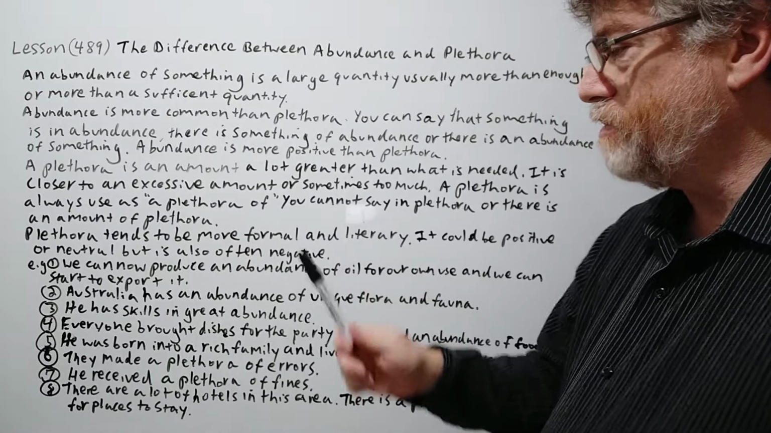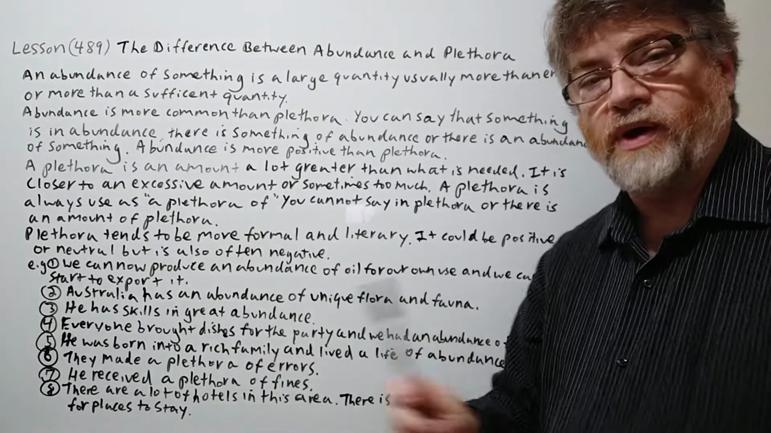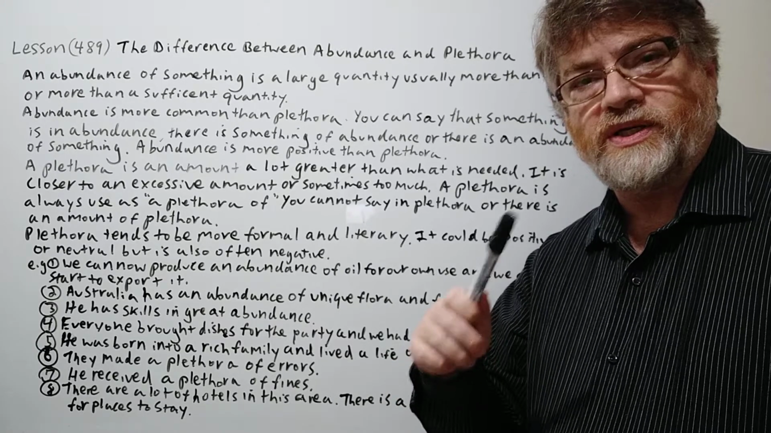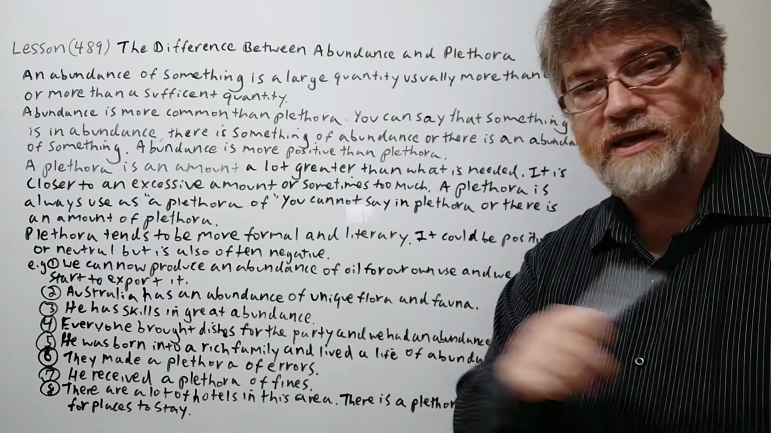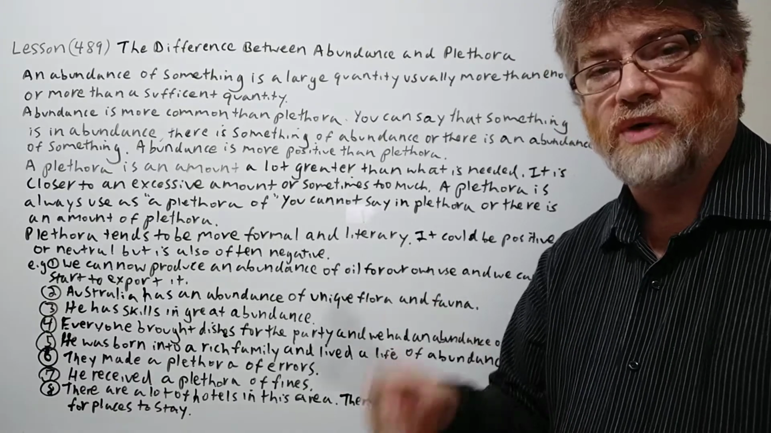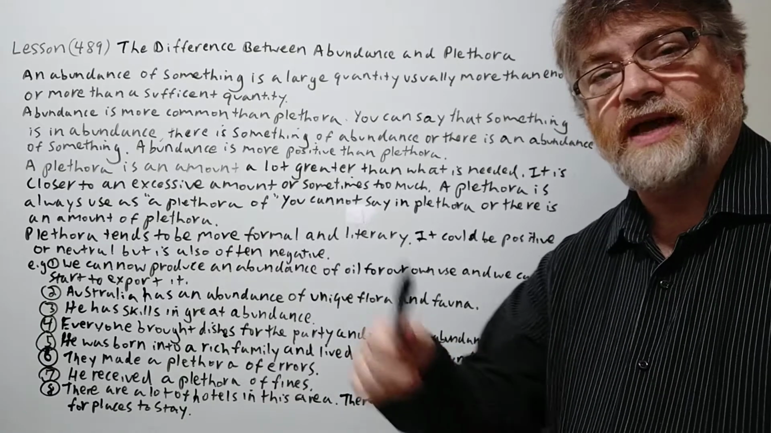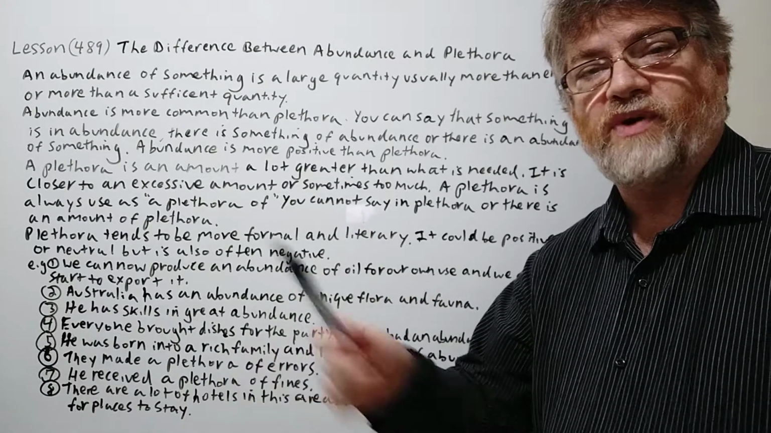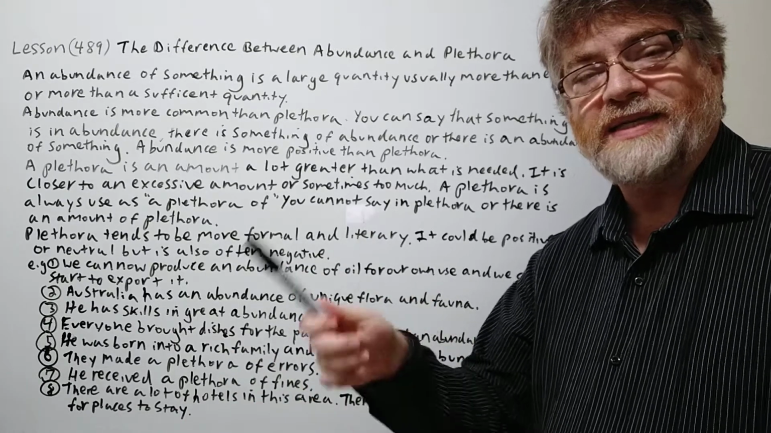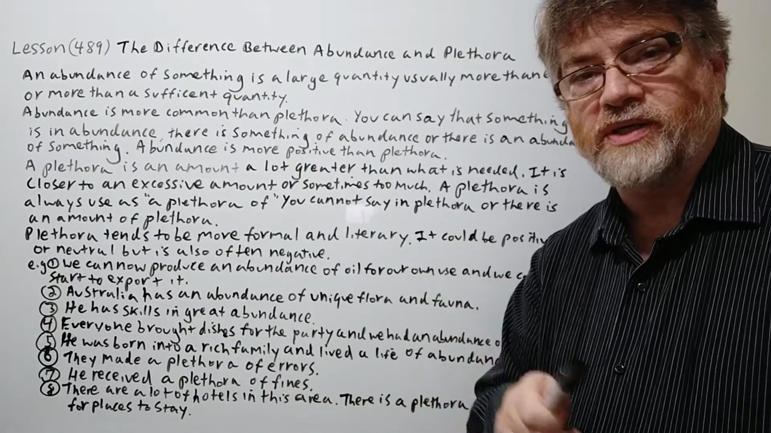Number 2, Australia has an abundance of unique flora and fauna. Of course, they have some very interesting different types of plants and animals that you can't find in other parts of the world. So a lot of times in their travel agency, they often advertise that they have an abundance of this. They have a lot of it, more than enough for an average person. There are a lot of different animals and plants. It's very different than other places.